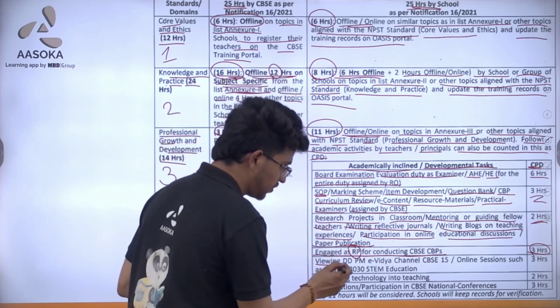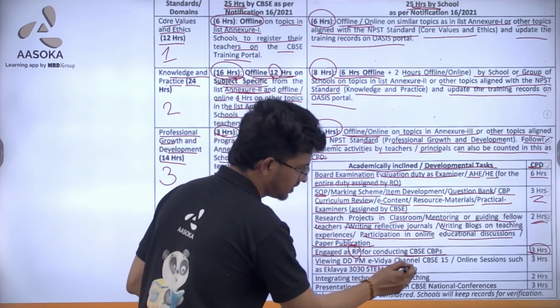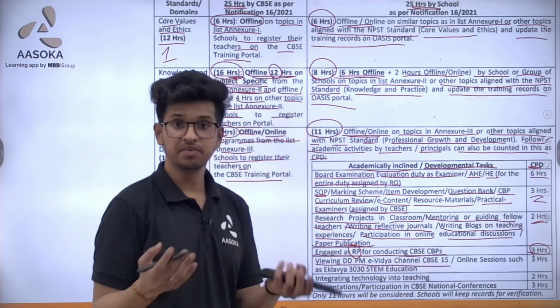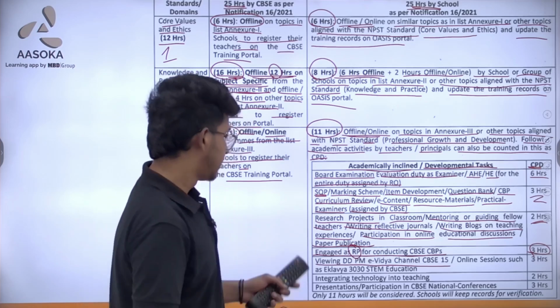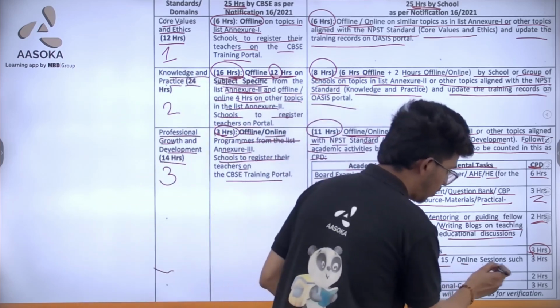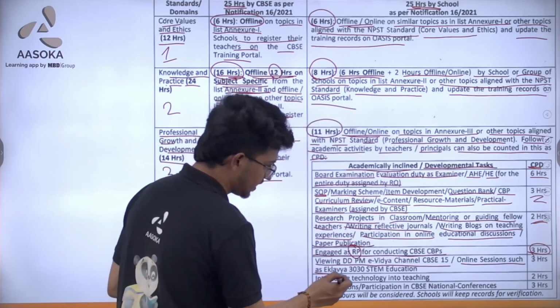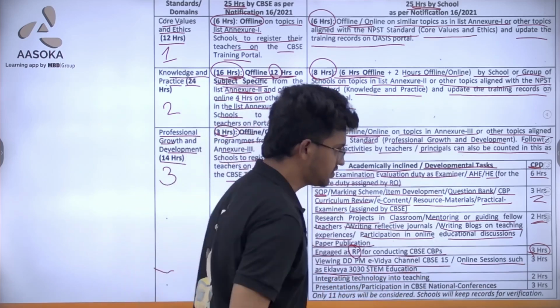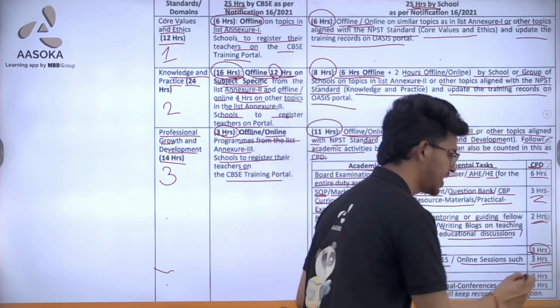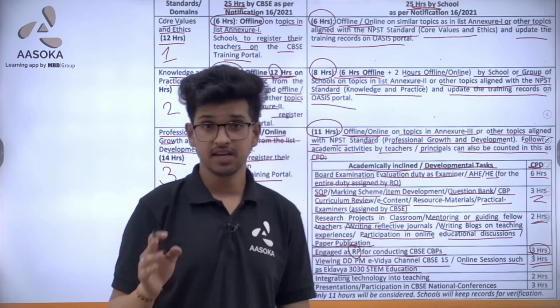If you are viewing the DDPM eVidya channel CBSE 15, which is CBSE's channel, and then online sessions such as eVidya 3030 STEM education, if you are engaged in that activity, you are completing your 3 hours.